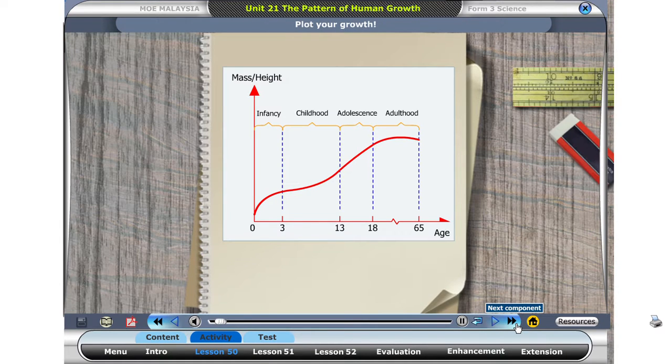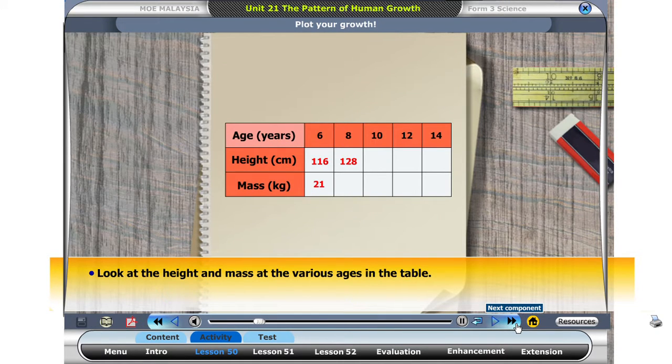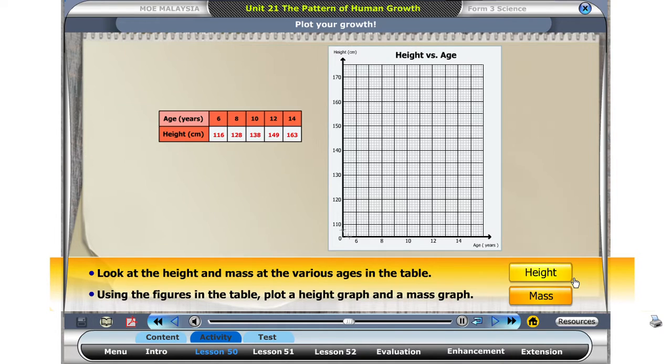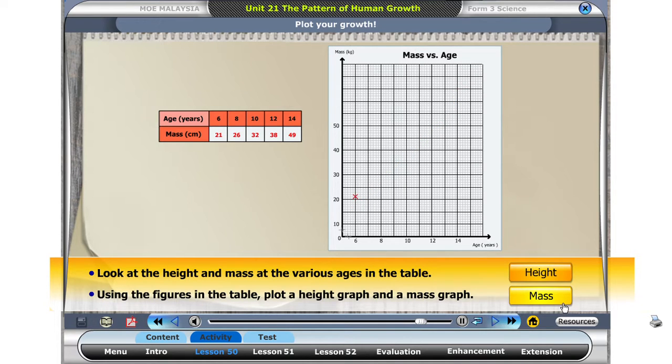We can see how much we have grown by plotting a graph. Try doing this yourself. Look at this table. See the height and mass at the various ages. Then, using the height and mass in the table, plot a height graph and a mass graph into your activity sheet. This will show you a growth curve through the years. Click. Does your graph look like this?